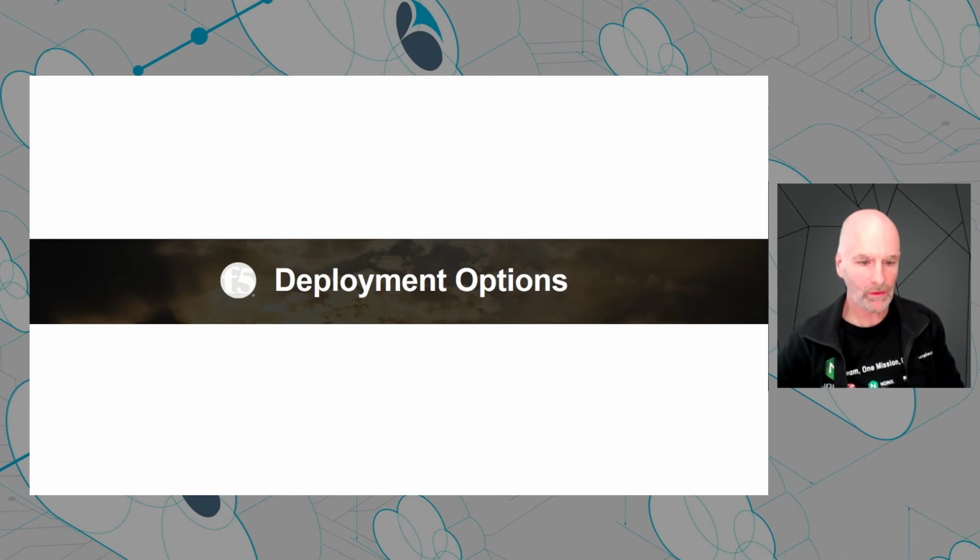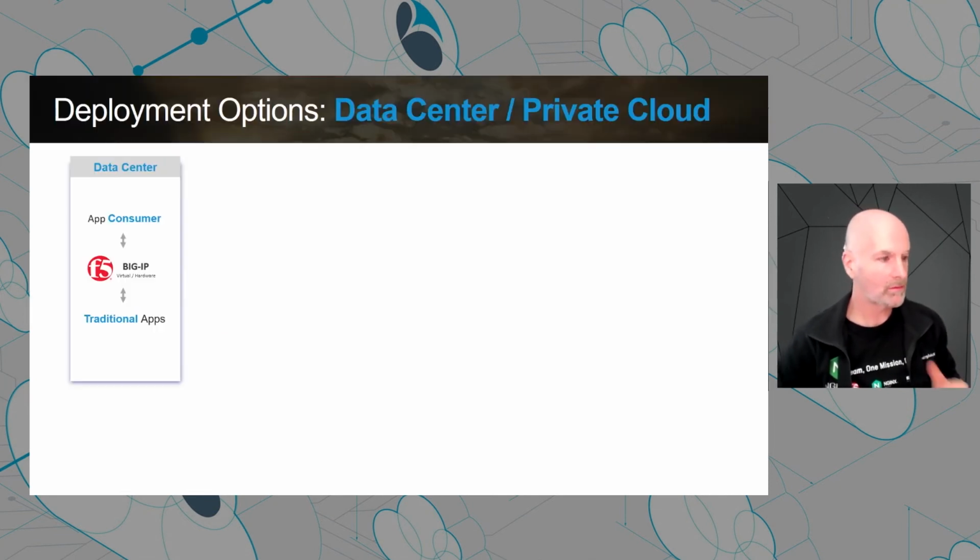I wanted to go through some of the different ways that you can deploy F5 technology. First and foremost, a typical deployment you would see in a data center, you have a BIG-IP, whether that be virtual or running on F5 hardware, hardware that is designed specifically for application delivery. Now, we sit logically between the application consumer, whether that be a user, an IoT device, or whatever, and more typically, we sit in front of traditional applications.